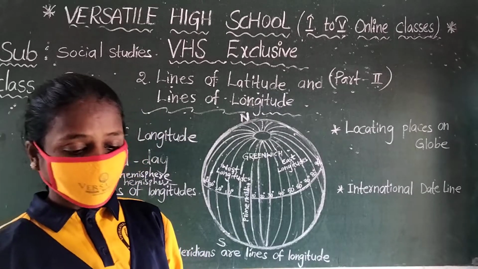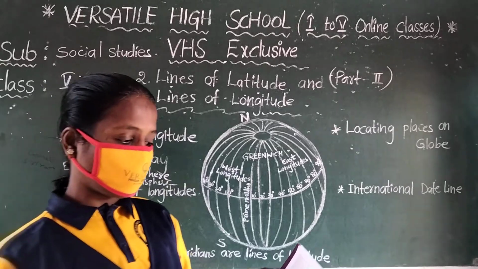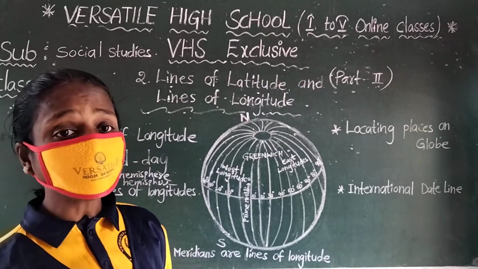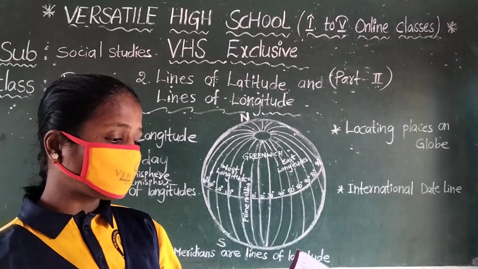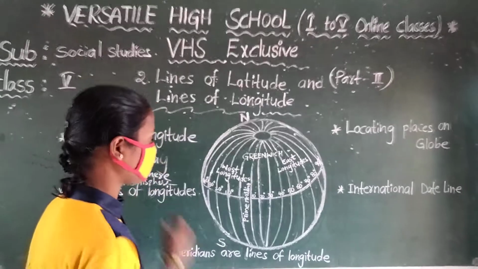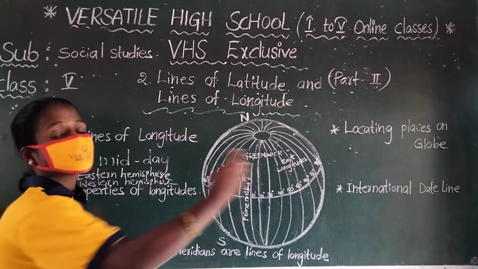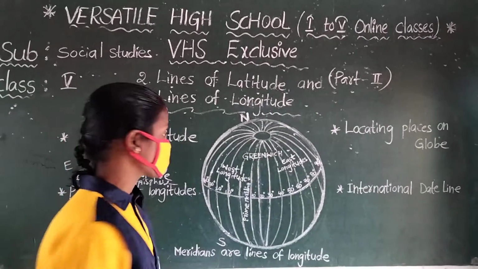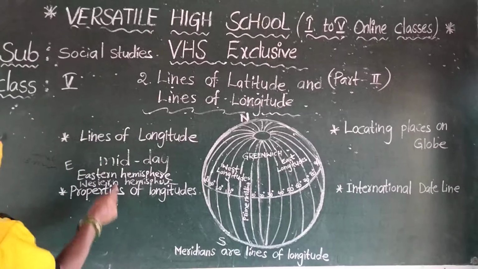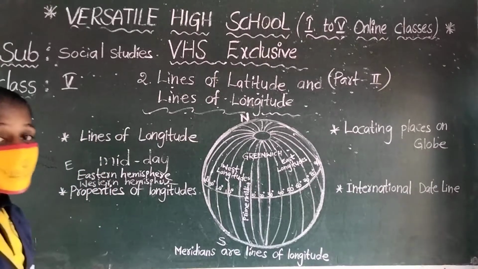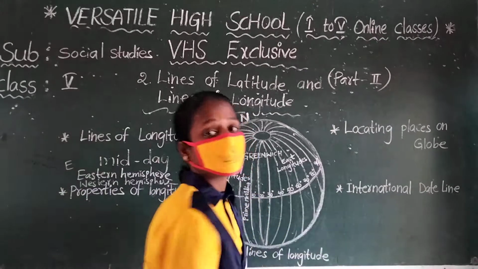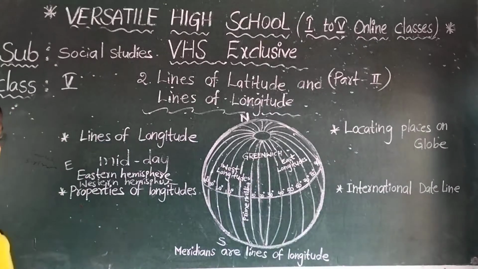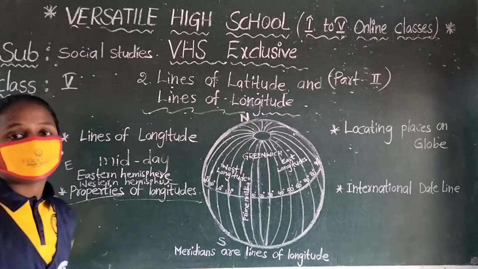And here, where west and east have the same longitude, it is called the international dateline. What is that? If the western hemisphere and the eastern hemisphere have that same line, what is that called? That is called the international dateline. What did you say? International dateline. Now children, we are going to the properties of longitudes.